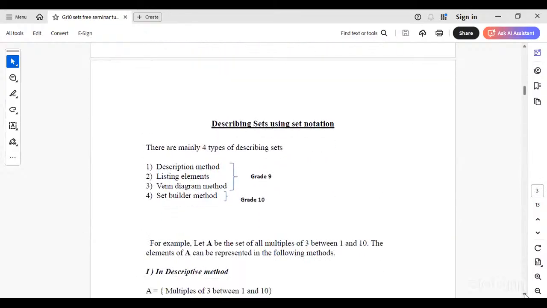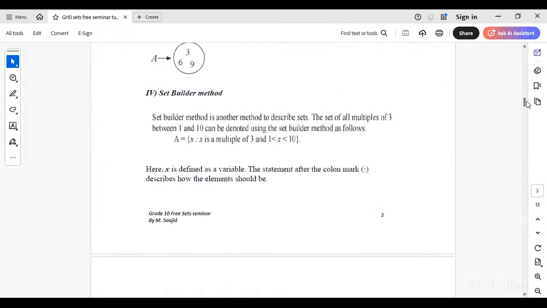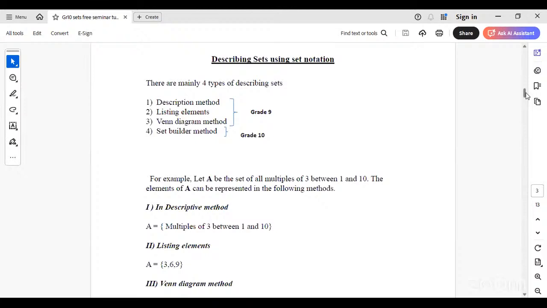First one, it's describing sets using set notation, right? There are mainly four types of describing sets. First one is the description method. Second one is the listing method. Third is the Venn diagram method, and fourth one is set builder. The first three you have already studied in the grade 9 syllabus, in basic ways. The fourth one, set builder method, is what we are going to see in grade 10.